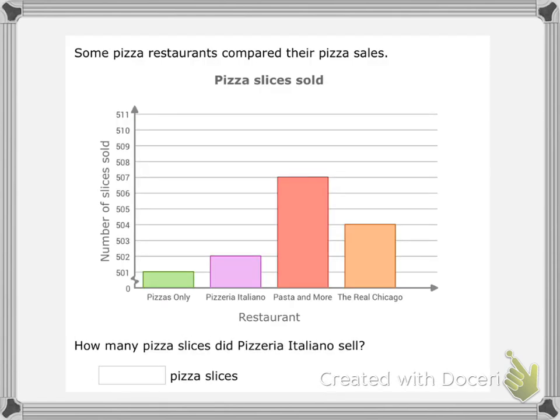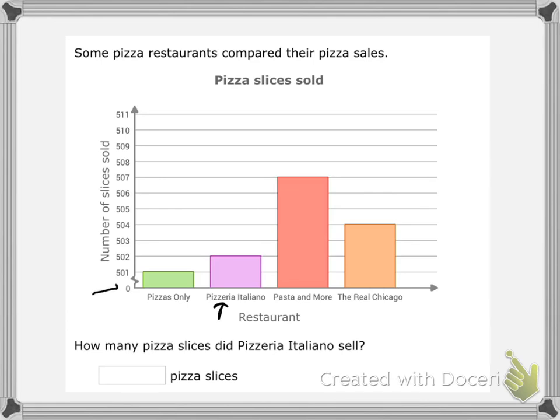All right, so our bars are now going vertically as opposed to horizontally in the first question that we looked at. Here we have some pizza restaurants that are comparing their pizza sales. The title is Pizza Slices Sold. On the x-axis here, we have the names of the restaurants. And on the y-axis, we have the number of slices sold. So our question, how many pizza slices did Pizzeria Italiano sell? Here is Pizzeria Italiano, that's the purple bar there.